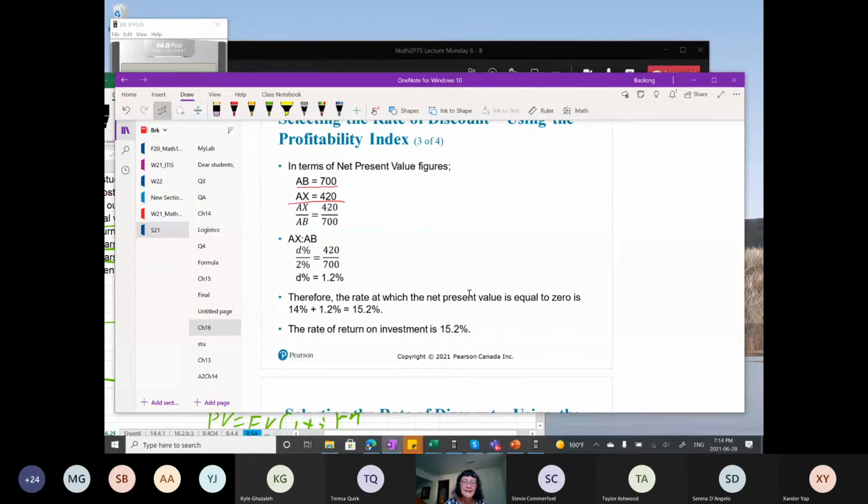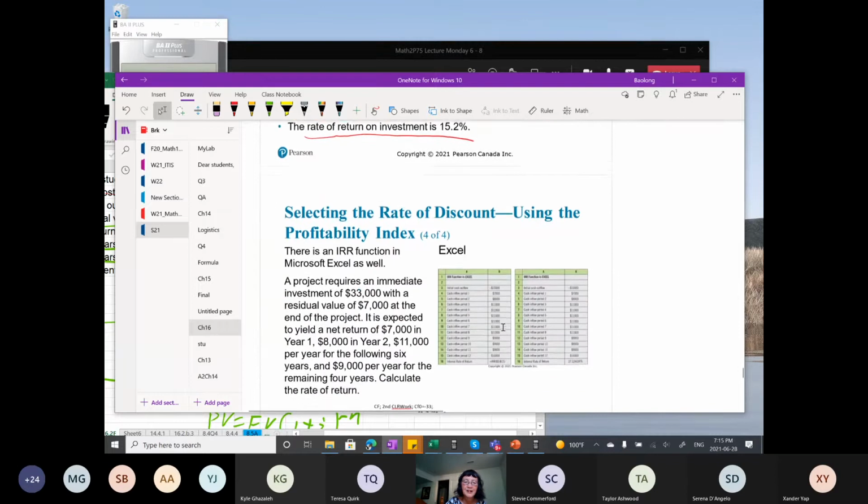Okay. So once you have D equal to 1.2%, the rate at which the net present value equals 0 is 14% plus D, equal to 15.2%. So the answer, the rate of return on investment is 15.2%. Okay. Any questions? All right.